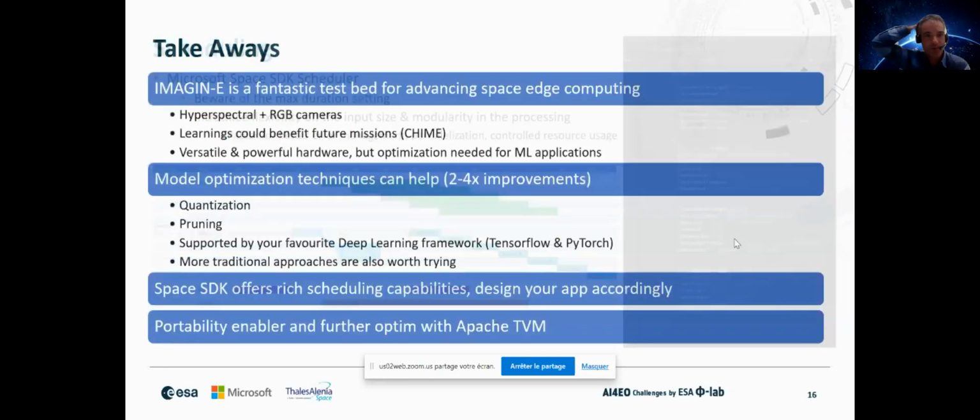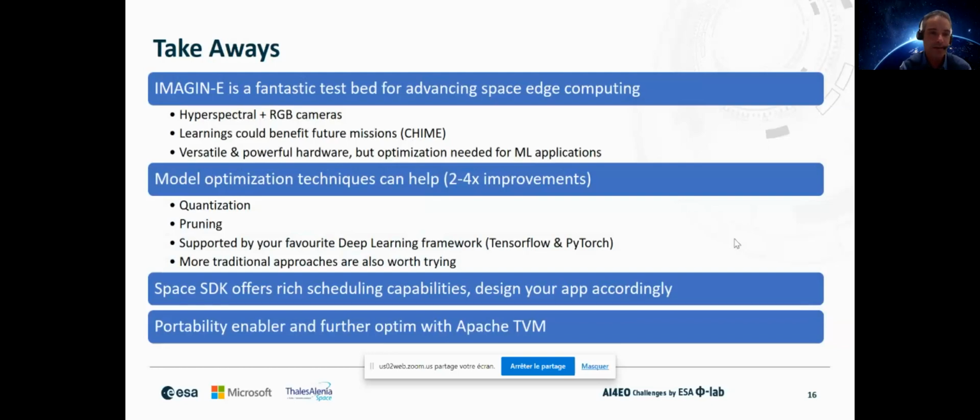Okay, now it's time for a few takeaways. So Imagine is a fantastic test bed. It's a huge progress compared to what we had a few years ago. Hyperspectral and RGB camera. We insist a lot on that, but the learnings that will be taken from the hyperspectral activities on applications in particular will be useful for future missions. We are thinking about Chime in particular, which is currently being designed.